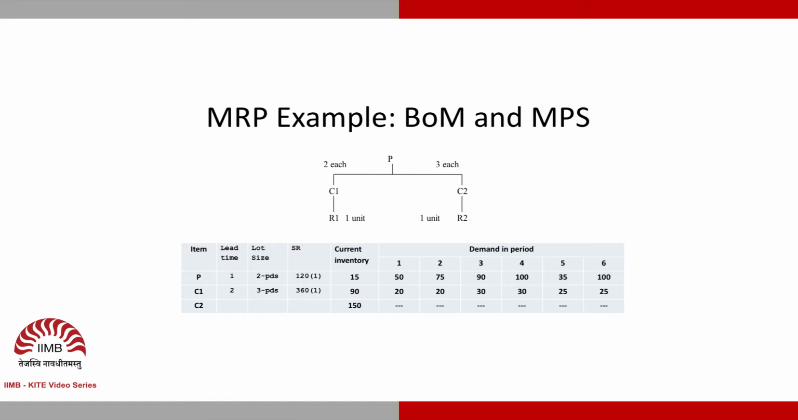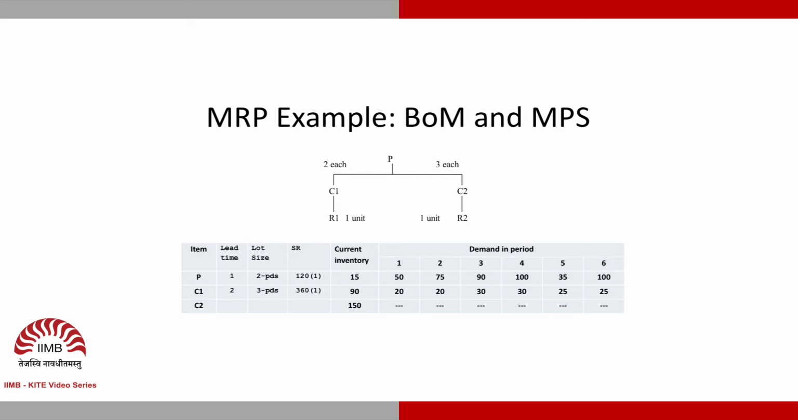Now, let us look at what the MPS inputs are. We have the market demand for item P as well as item C1 and C2, and we have the market demand required for the next 6 periods as shown in the slide. In addition to that, we have other information like lead time to make product P as 1 period, for C1 it is 2 periods, lot size rule for item P is 2 period requirement, and lot size rule for item C1 is a 3 period requirement.